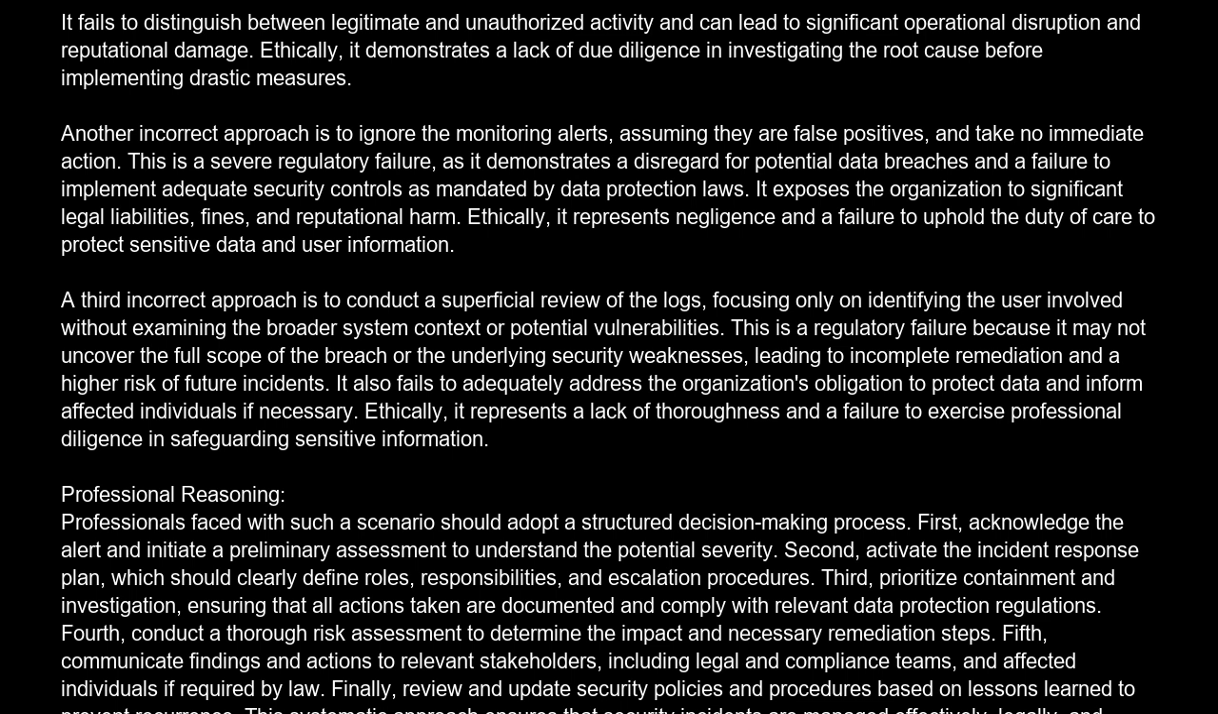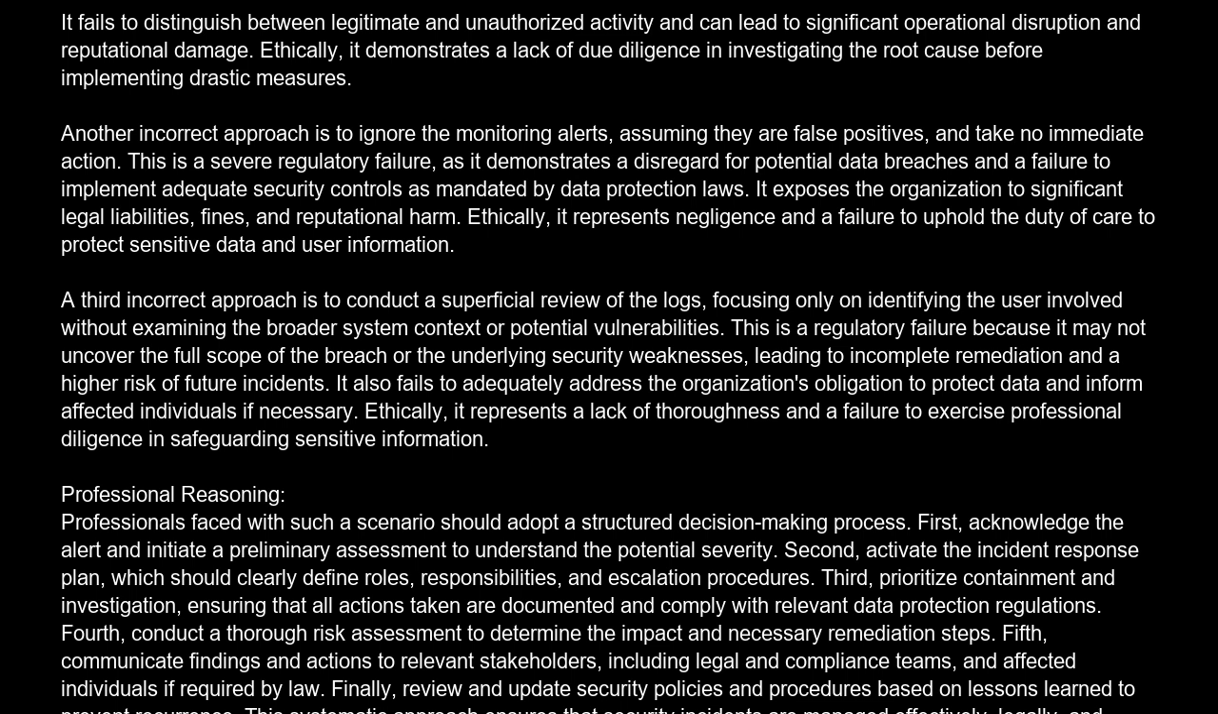This is a severe regulatory failure, as it demonstrates a disregard for potential data breaches and a failure to implement adequate security controls as mandated by data protection laws. It exposes the organization to significant legal liabilities, fines, and reputational harm. Ethically, it represents negligence and a failure to uphold the duty of care to protect sensitive data and user information.